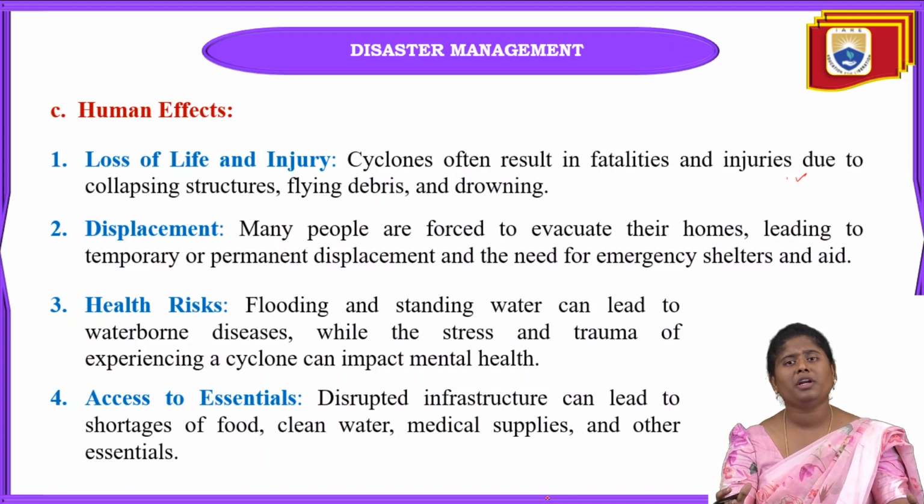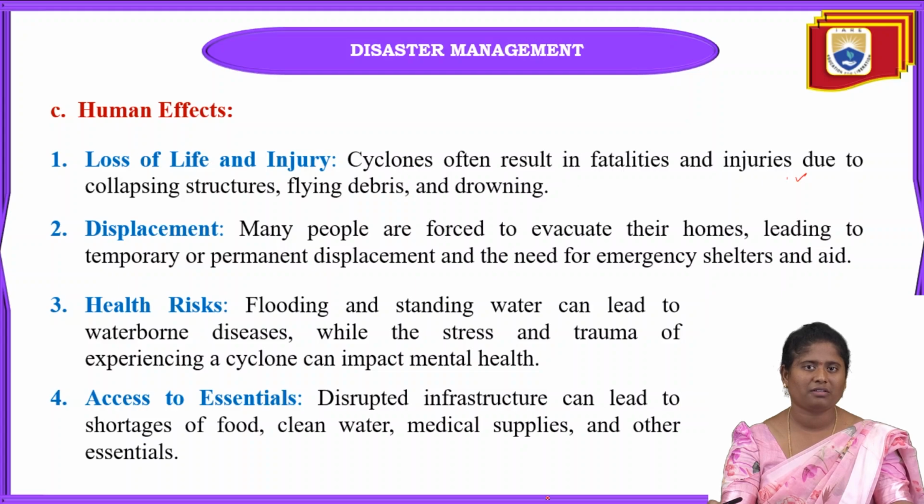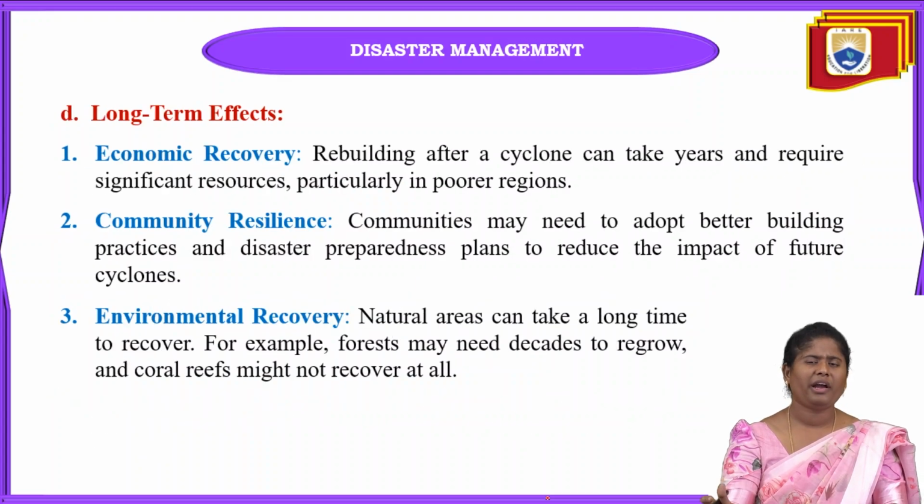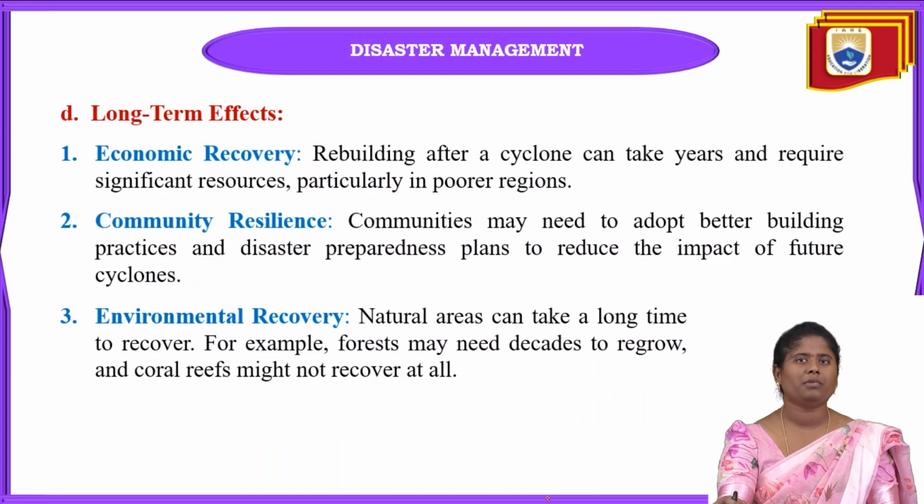So the government is providing these normal daily life essentials for us at the time of disasters. They will provide some food, medical supplies, and some clean water for us at that time. That is the responsibility of the government, to save the people who are affected by the disasters. And the next one is long term effects.